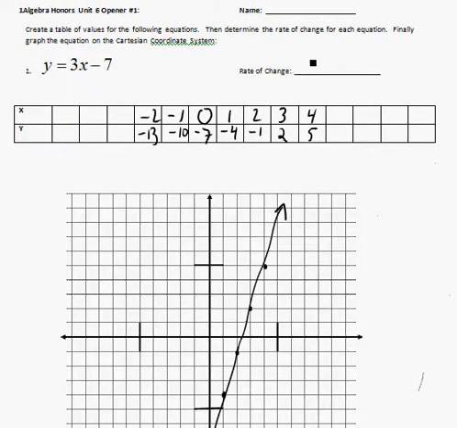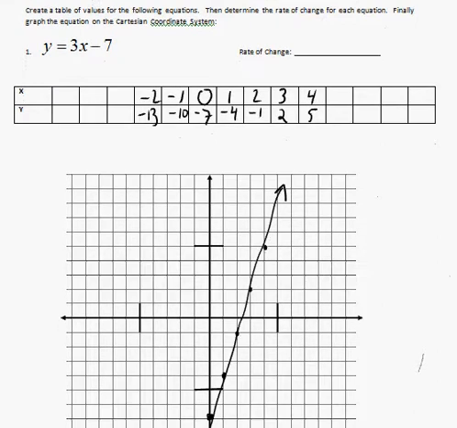Now, we're asked about the rate of change for this equation. The rate of change would be the change in y, or how much the y's change per x. So, for instance, you'll notice if we look at this table a pattern. We see that the y's are going up by 3 as the x's go up by 1.